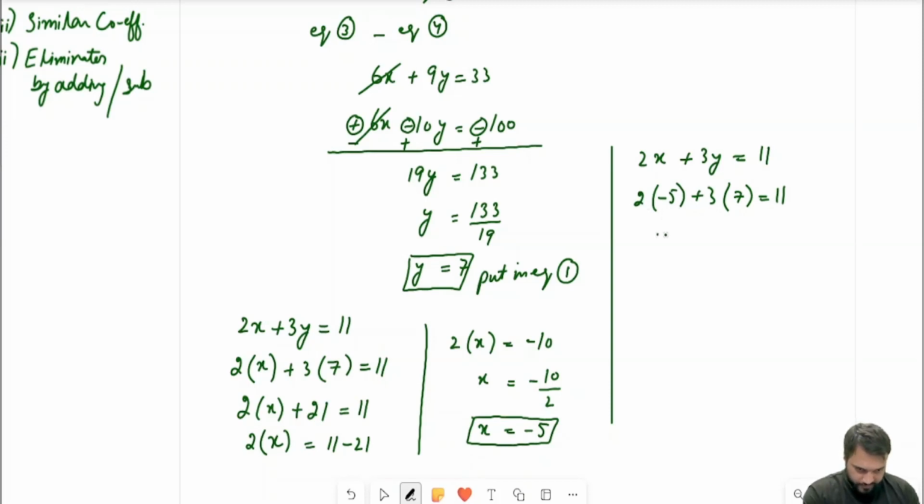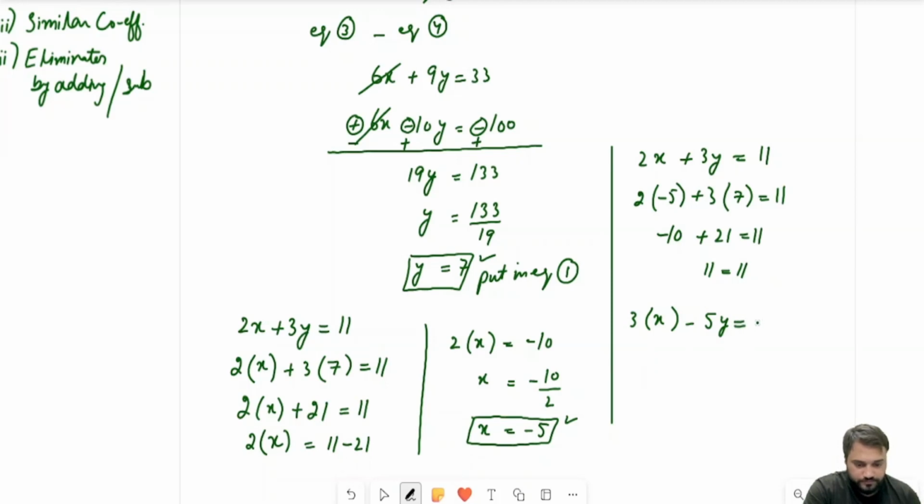2 into minus 5, that is minus 10. 3 into 7, 21. So minus 10 plus 21 is equal to 11. Our values are correct. You can put these values in the other equation, that is our second equation, to see if both equations have a common solution or not. As I told you earlier, both equations have a common solution.